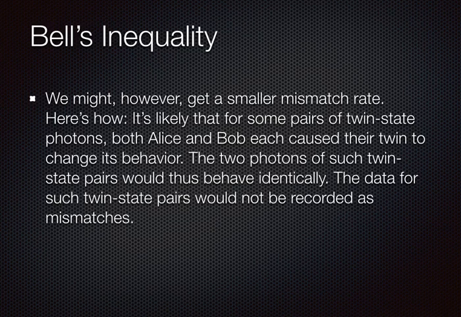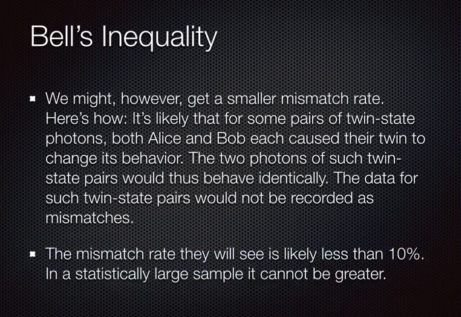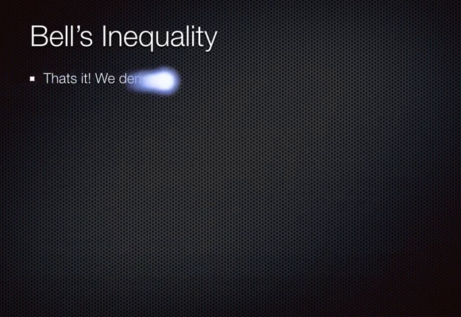So it's possible that there's ones that before both went on path 1, now that they're both rotated, they happen to fit and they go on path 2. Well, those won't be recorded as a mismatch. So that's why your data is always going to be 10% or less. All right? This should make sense logically because that's how it should happen in the real world. So the mismatch rate they will see is likely less than 10%. In a statistically large sample, it cannot be greater.